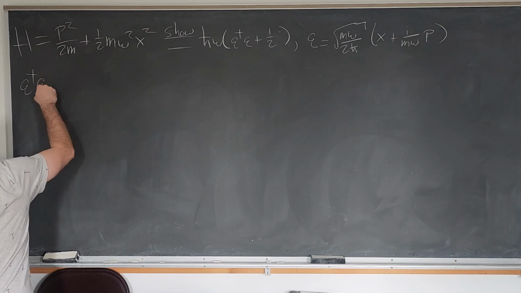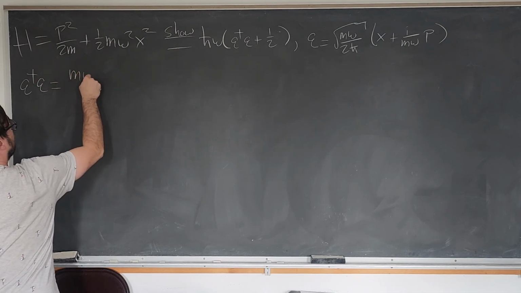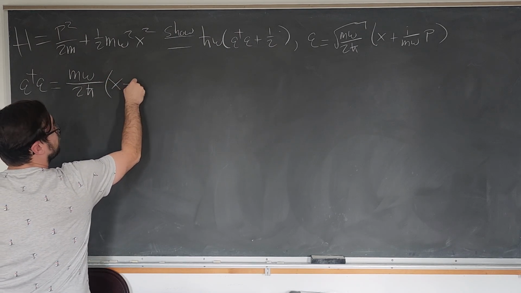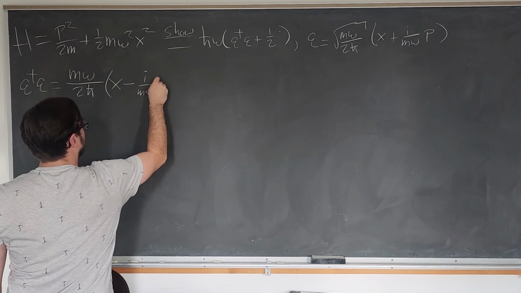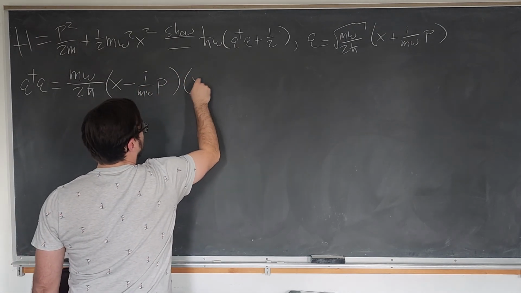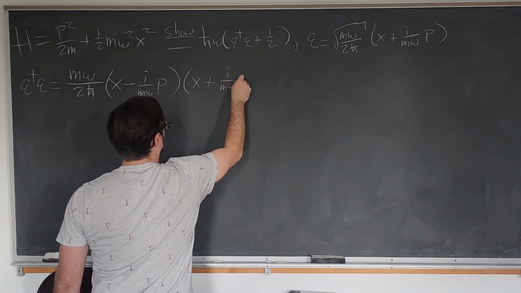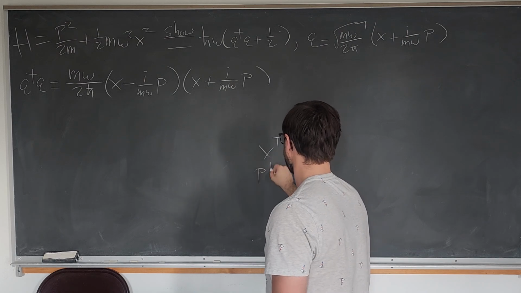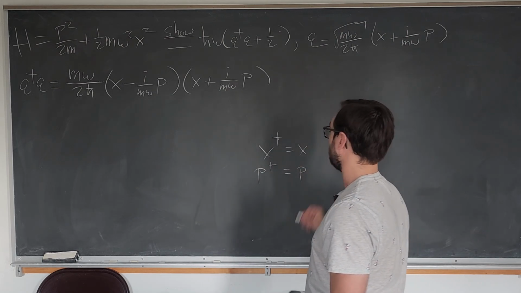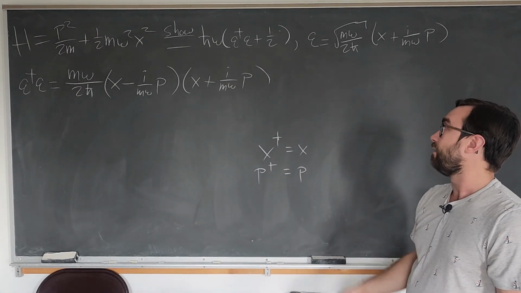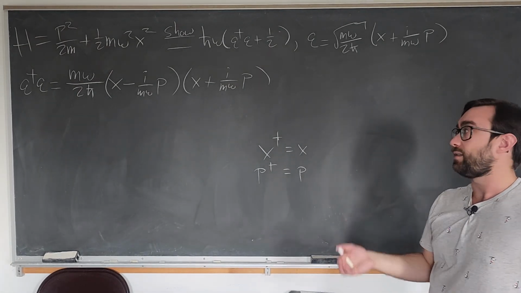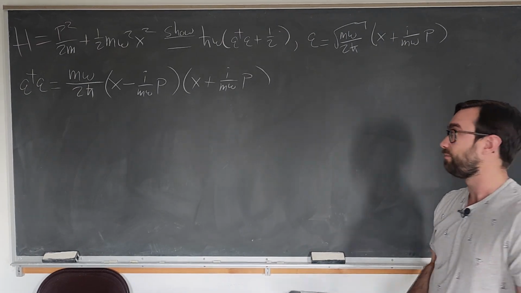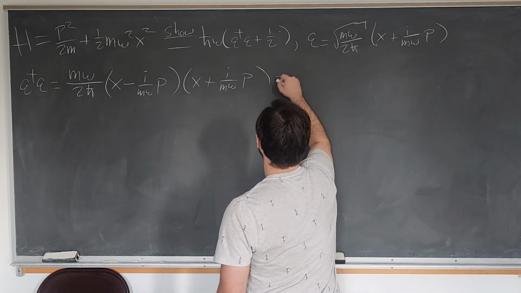So a dagger a is simply m omega over 2 h bar times (x minus i over m omega p) and (x plus i over m omega p). Note x and p are hermitian, so x dagger is equal to x and p dagger is equal to p. But the a operator is not hermitian, which is the whole point of what we're going to do.